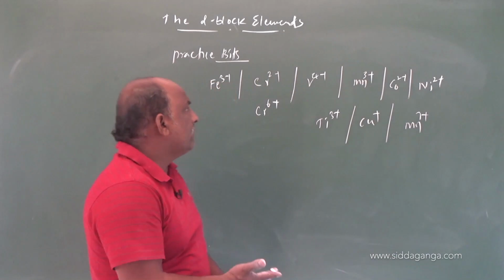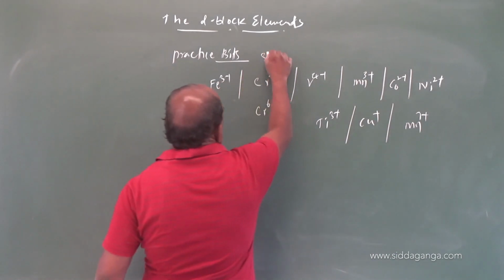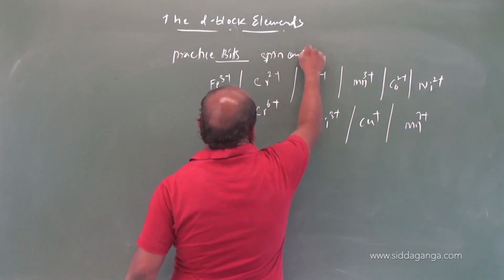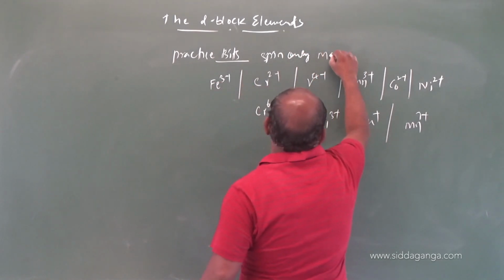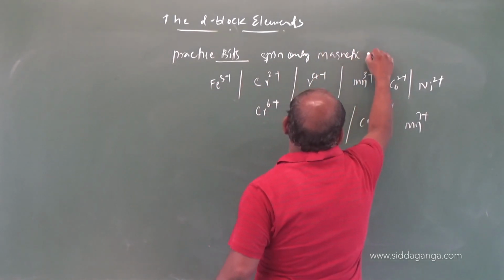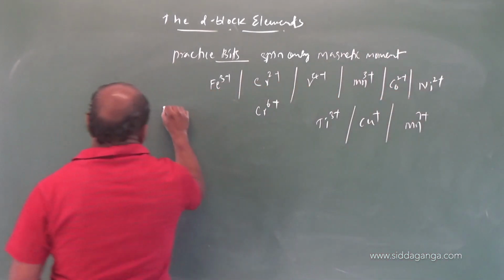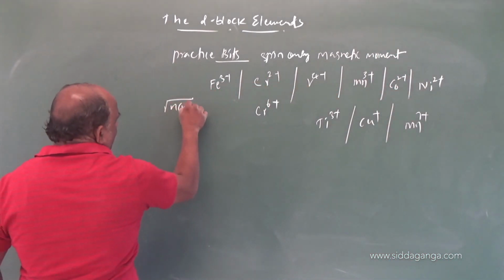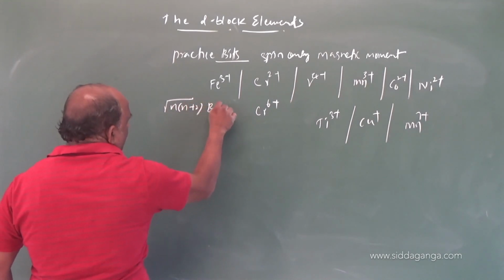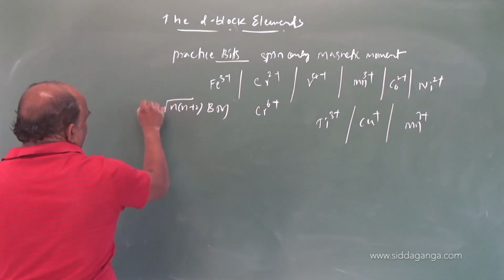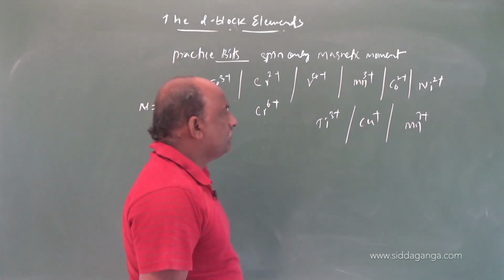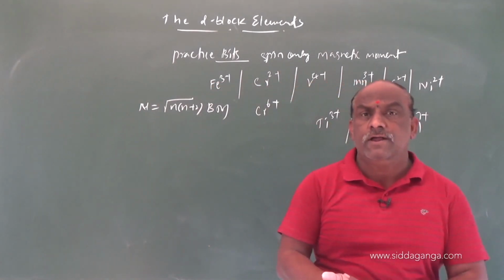What is the spin only magnetic moment? What is the formula, my dear students? Root over n into n plus 2 BM. Use that formula.